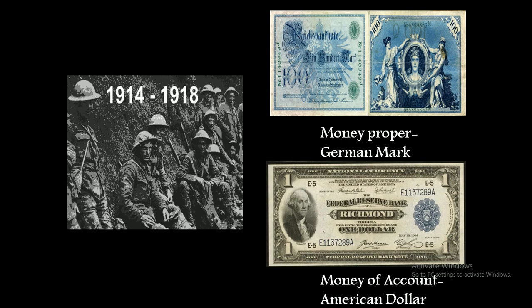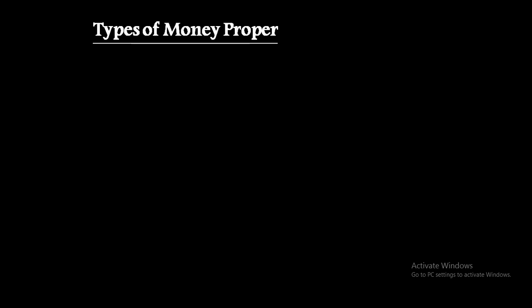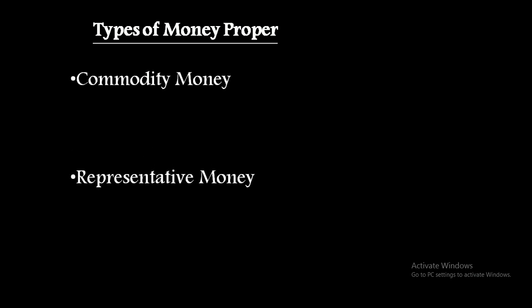Now we will understand the types of money proper or actual money. Money proper or actual money is further divided into commodity money and representative money. Commodity money is that type of money that possesses intrinsic value of its own, independent of any governing body. Intrinsic value means true and the real value of the commodity.